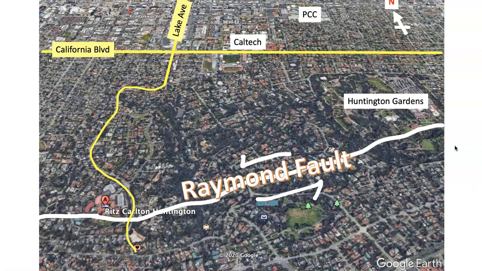So the Raymond Fault, even though it's a strike slip left lateral fault, has a little bit of vertical motion as well, making it a bit more complicated than the simple kinds of faults we've been talking about. However, this is by far the closest to PCC that is active.